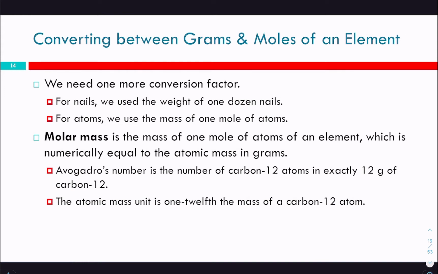So for nails, we used the weight of 1 dozen nails in pounds. For atoms, we use the mass of 1 mole of atoms. So molar mass is that conversion factor. It's the mass of 1 mole of atoms of an element, which is numerically equal to the atomic mass in grams. So for carbon-12, a specific isotope of carbon, there are exactly 12 grams of carbon-12. So 1 mole of carbon-12 equals 12 grams of carbon-12.